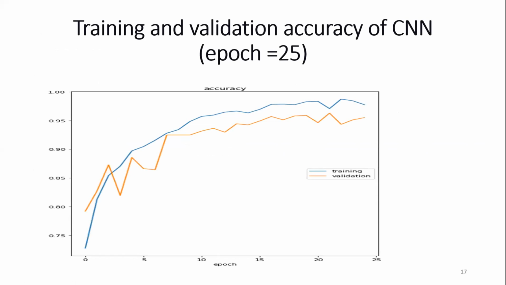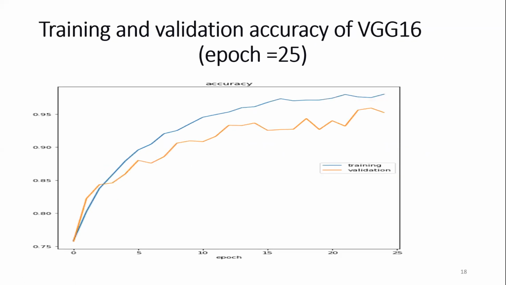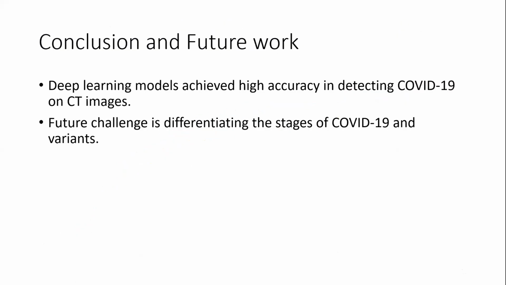This is the result of my CNN model for training and validation accuracy. The accuracy is 96.34%. Then the same for the training and validation accuracy of VGG16, where the epoch value is set at 25, and the accuracy is 96.99%. This is my conclusion and future work. Deep learning models achieve high accuracy in detecting COVID-19 in CT images. The challenge is differentiating the stages of COVID-19 and its variants.